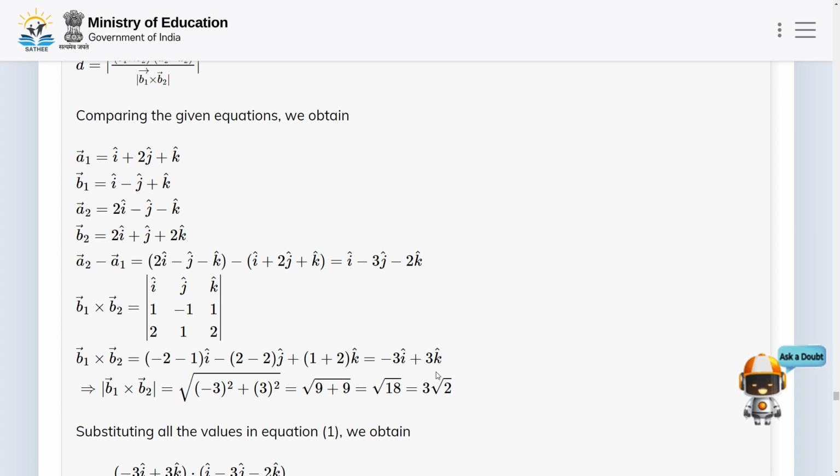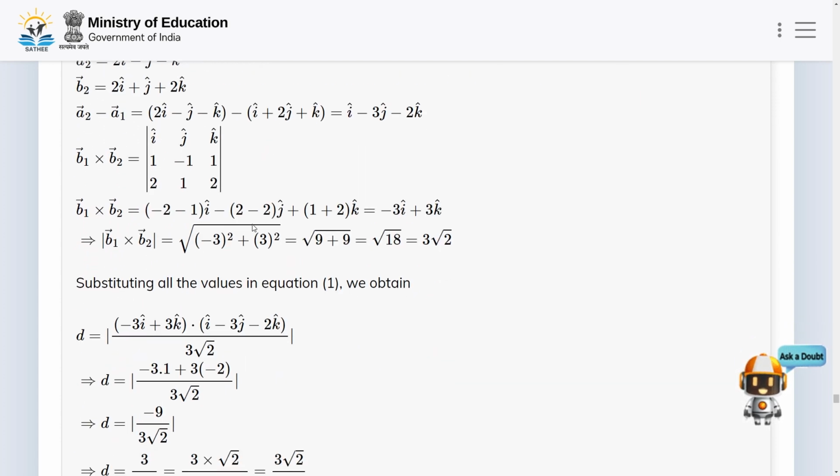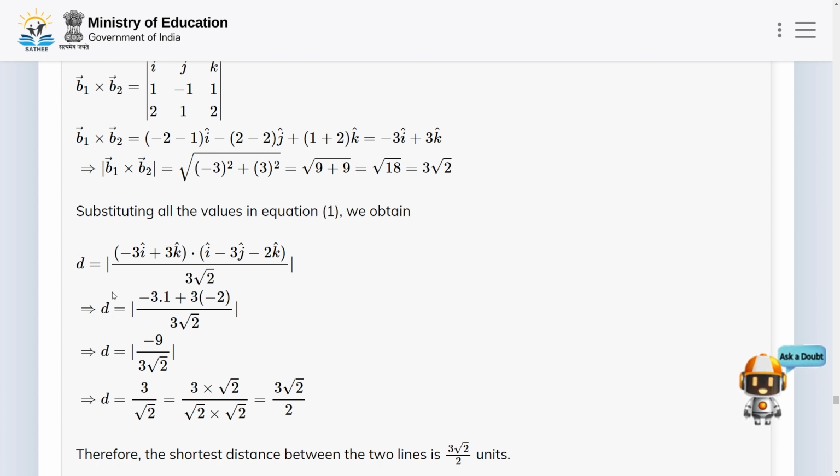Okay, and now substitute your values here in this expression, and you will get your shortest distance. D will be minus 3 multiplied with 1 plus 3 multiplied with minus 2, divided by 3 root 2, and the whole modulus. Then D will be minus 9 by 3 root 2, whole modulus. This means you will have your shortest distance as 3 divided by root 2, or to rationalize the denominator, you can multiply the numerator and denominator with root 2. Then you will get 3 root 2 divided by 2 as your shortest distance. Okay.